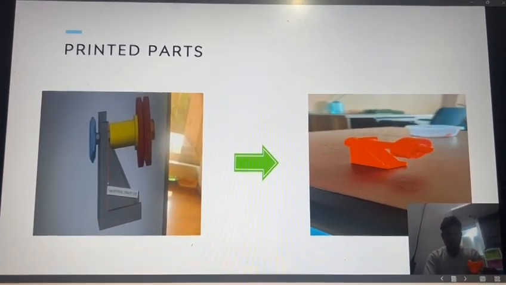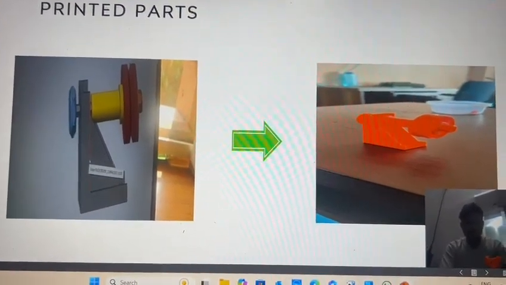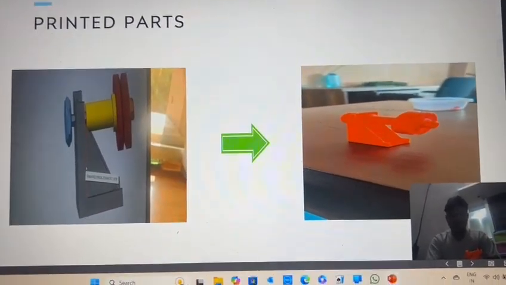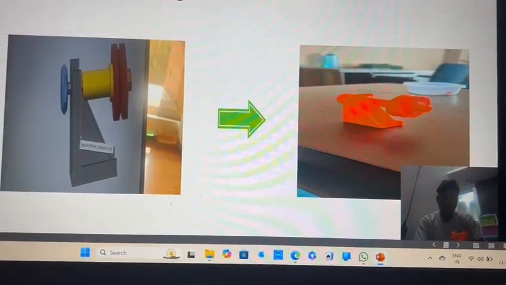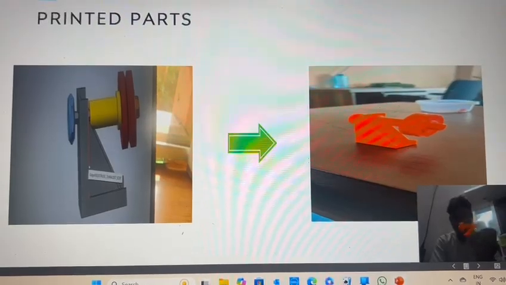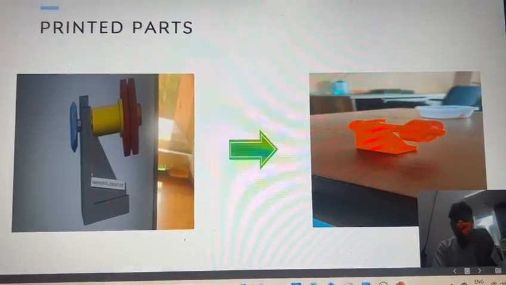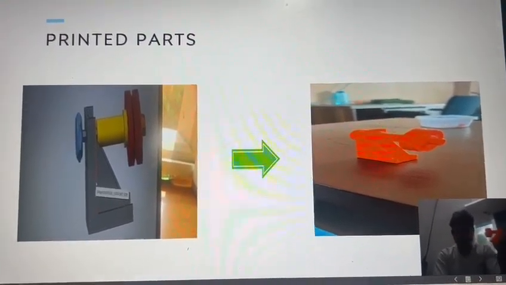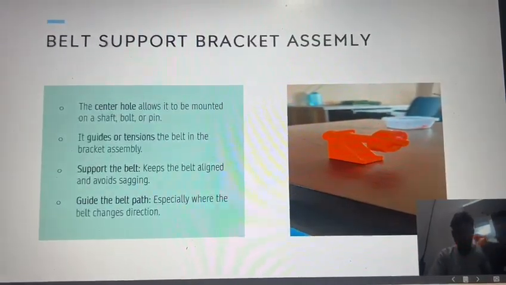It is designed as a model using Creo software, and the next one is the printed part using resin or PLA at NIT Surathkal under Suvin sir. Here is the model which was designed by me. It is a belt support bracket assembly. It is used in CNC machines.